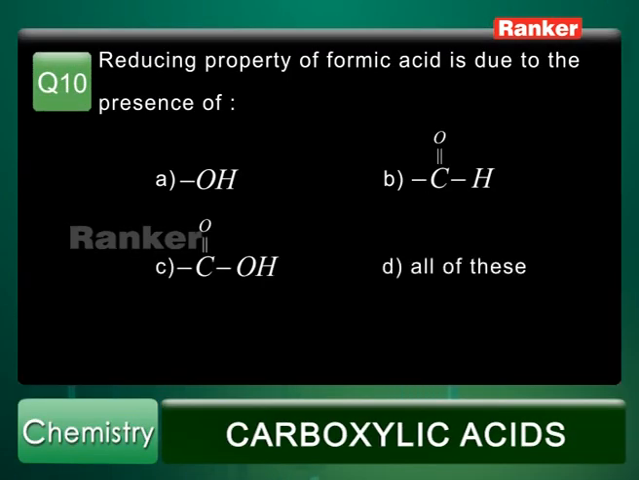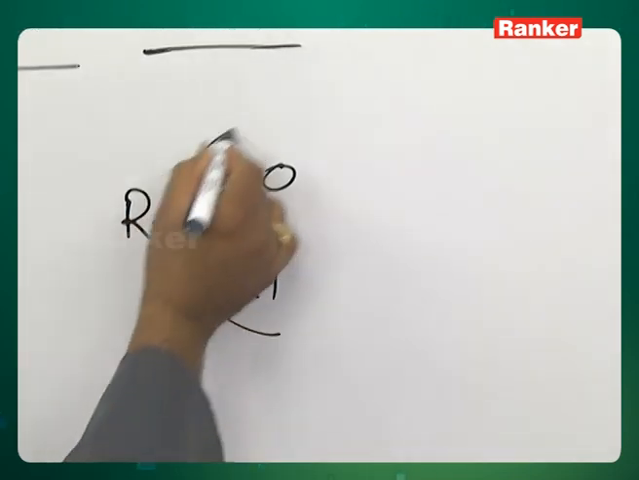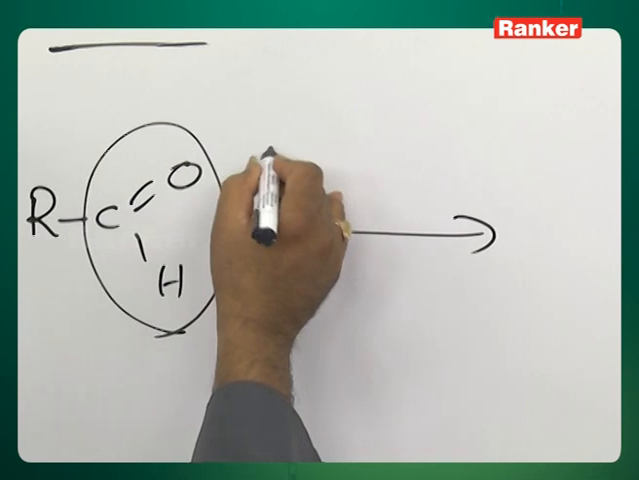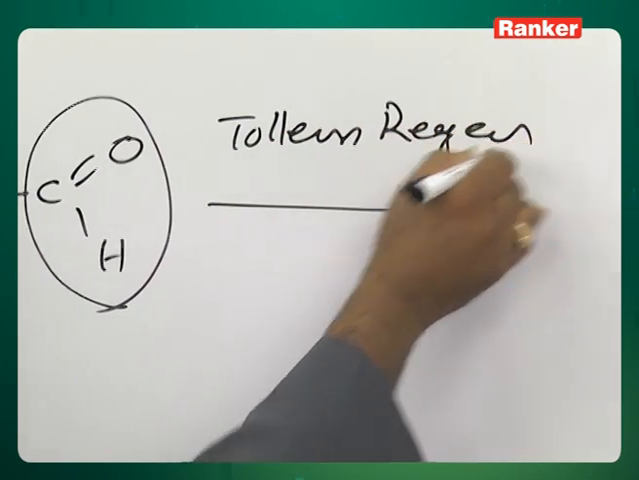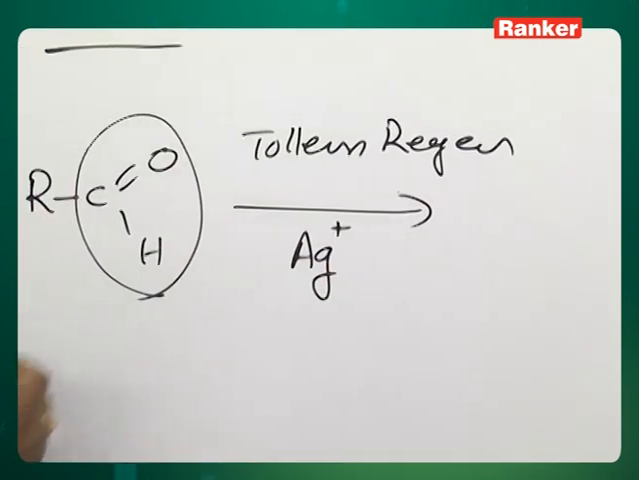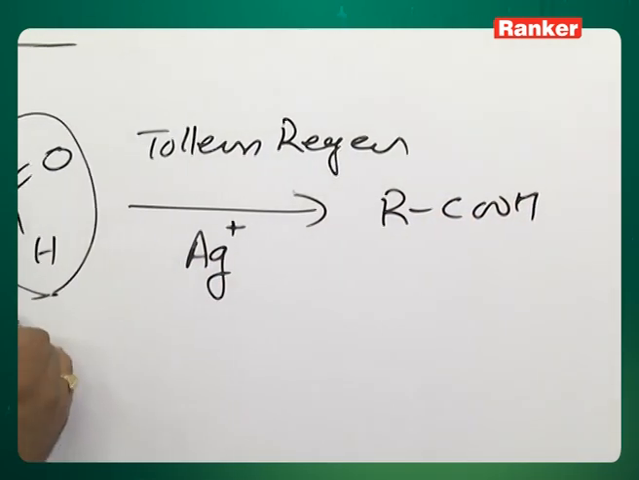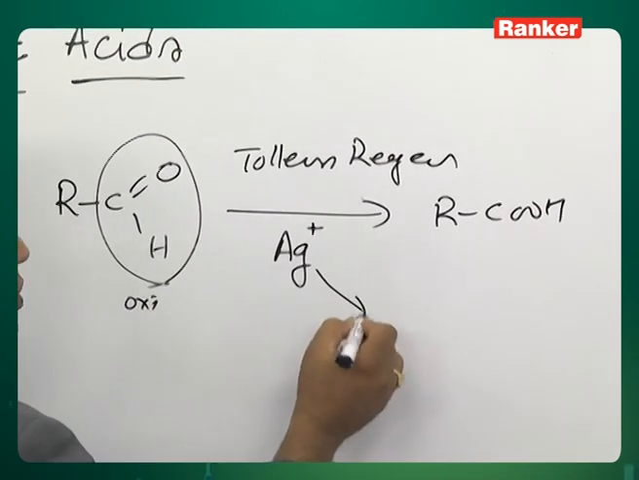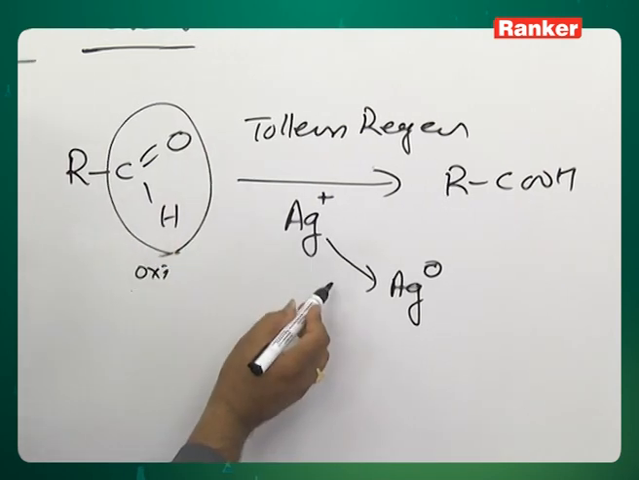The question goes like this: the reducing property of formic acid is due to the presence of what? What is reducing property? Actually, RCHO is an aldehyde function, isn't it? Generally we add Tollens' reagent. Tollens' reagent contains silver nitrate, Ag+ will be there. So this compound is oxidized to carboxylic acid, and the silver is reduced to silver metal, Ag(0). So this compound is reducing the silver.